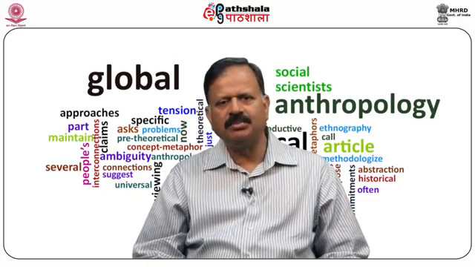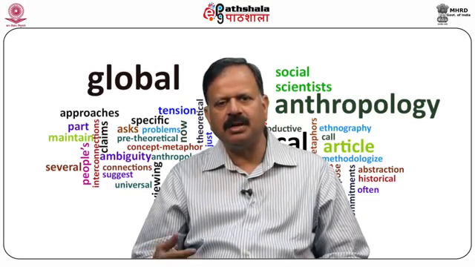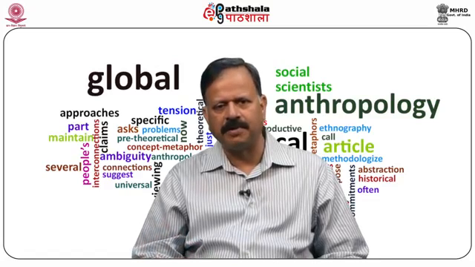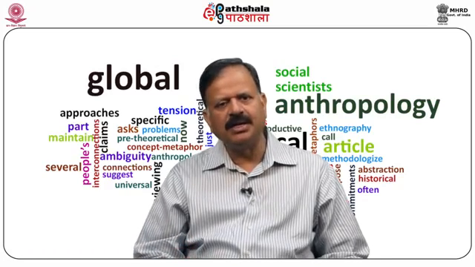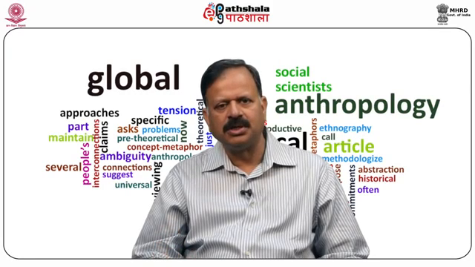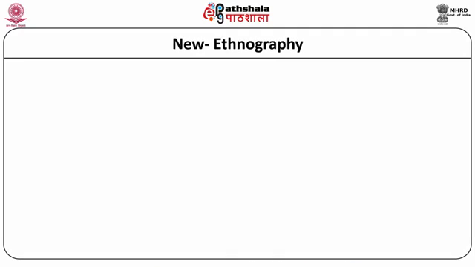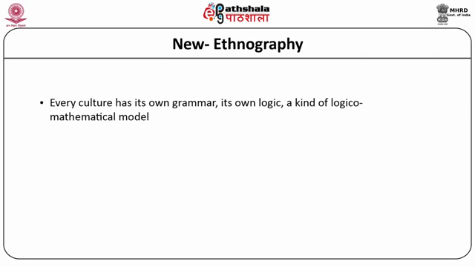While structuralism was taking shape in the intellectual traditions of France, there was another intellectual tradition coming up with the writings of American anthropologists, and this tradition was known as new ethnography. Now, in new ethnography, they believed that every culture has its own logic, every culture has its own grammar, and every culture is like a logico-mathematical system. Now, how to arrive at this logico-mathematical system of every culture?